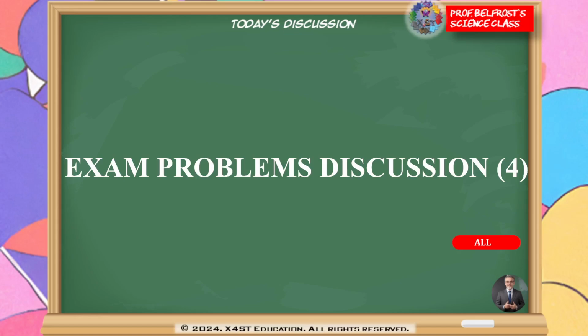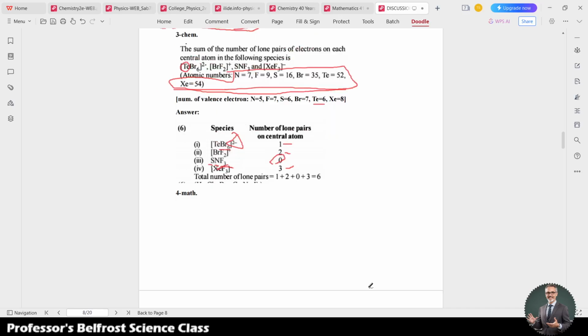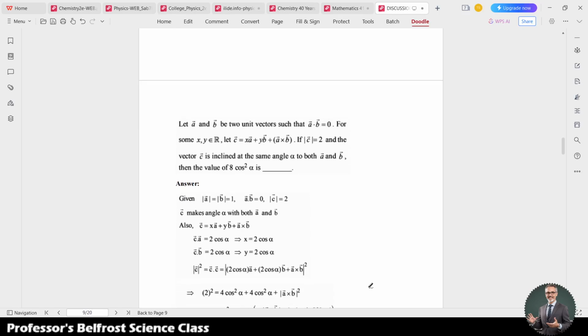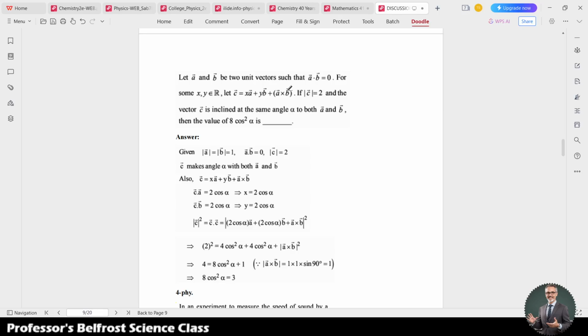So, okay, let's go from here. Mathematics. Here's the problem. Let a vector and b vector be two unit vectors. From here, you can create this row, and a dot b equals 0. This is the second piece of information that is very important.